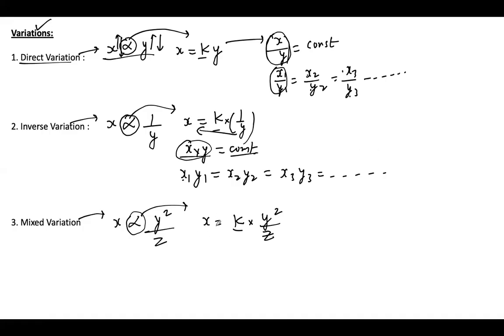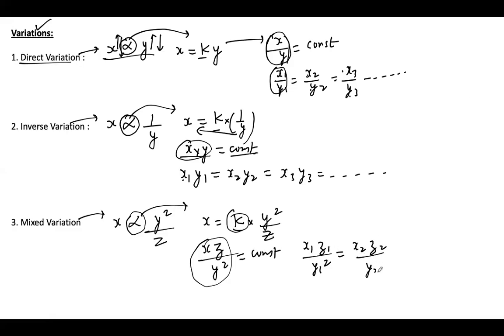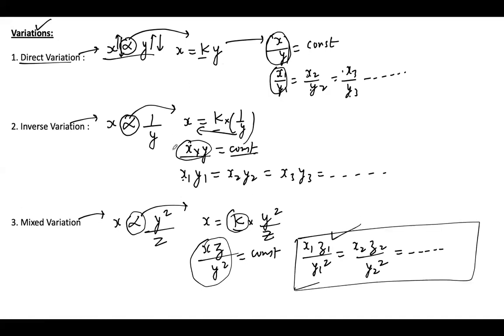Similarly for this, some constant. So x into z upon y square is equal to some constant. So for a particular set of values, x1 z1 upon y1 square is equal to x2 z2 upon y2 square is equal to x3 z3 upon y3 square is equal to constant. Okay, important. I think these two are important, and whenever it is given in the question, something like this, you can solve by saying x is equal to k times of something. Is it clear?